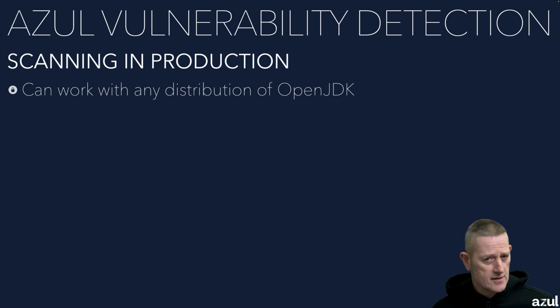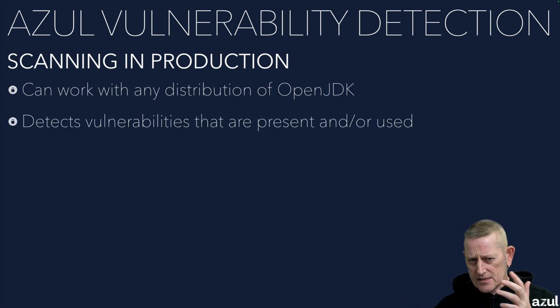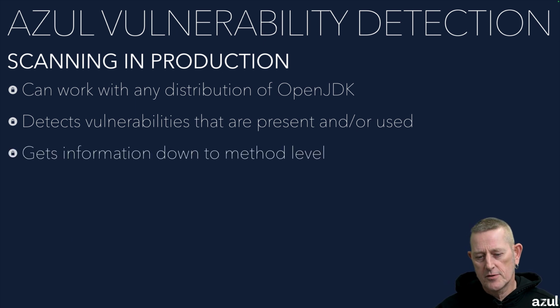So the vulnerability detection works as follows. You can work with any distribution of OpenJDK. It detects vulnerabilities that are present or used, and this is the big difference for the false positives. We cannot only tell you if you have a vulnerability, because this is the same that the security scanners up to CI/CD can do. Because it's scanning in production, we can tell you if you really called the vulnerable libraries or if you never called them, and that reduces the number of false positives. We can get information down to the method level in that vulnerable library, which is very useful, because usually it's just a method or two that are vulnerable in these libraries. So we can even tell you if you called this method or not.